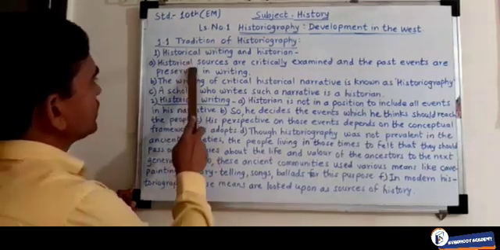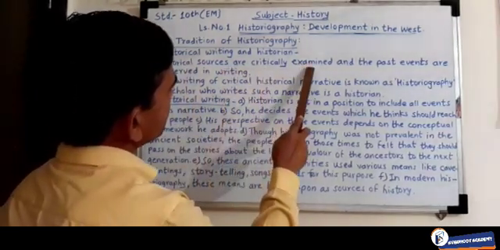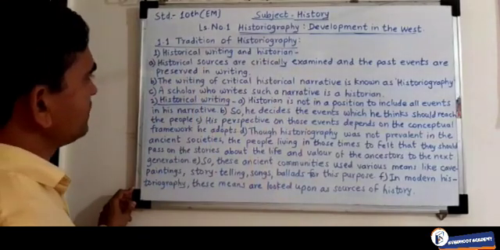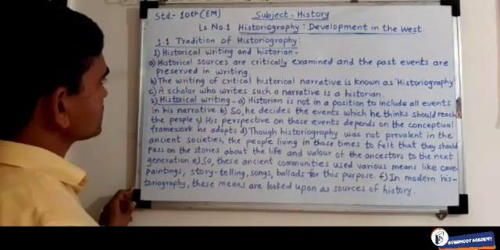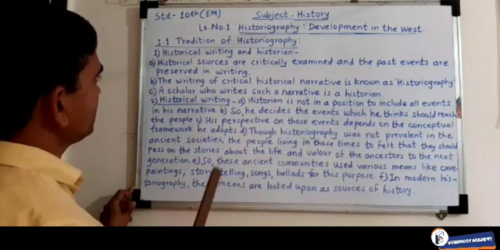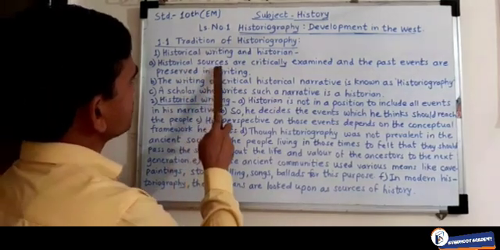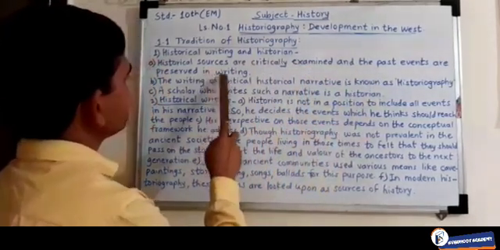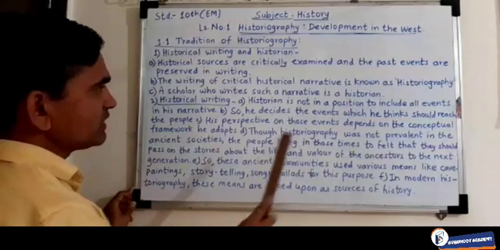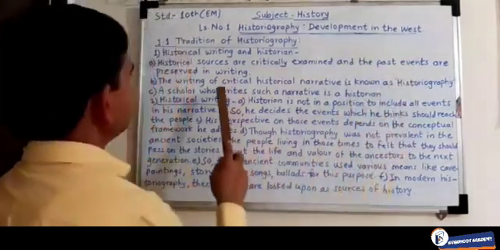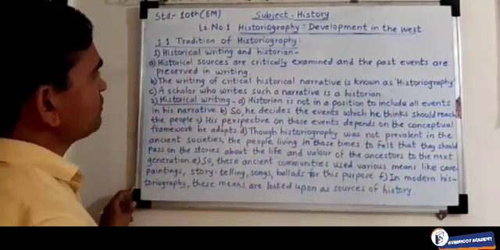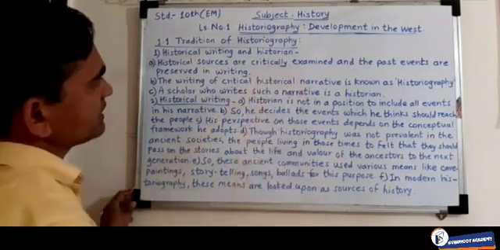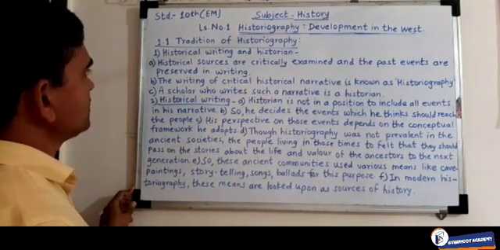So first, historical sources are critically examined. You know that whatever the historical sources are, material sources, written sources, oral sources, they are critically examined and the past events are preserved in writing. At first the historians critically examine them, and the past events are preserved in writing.